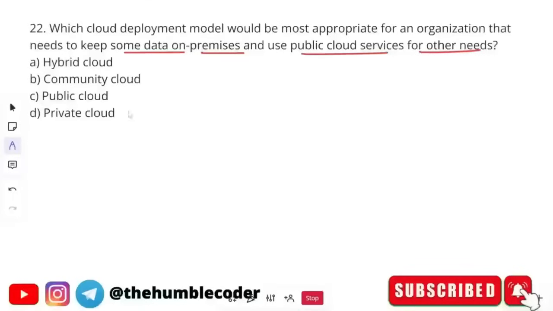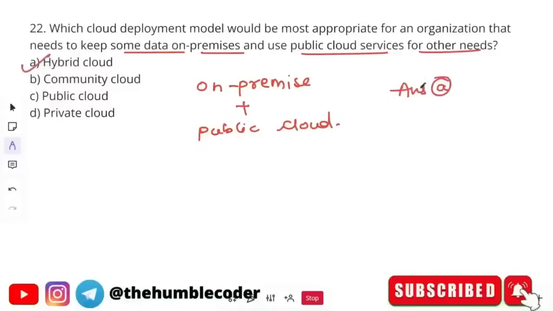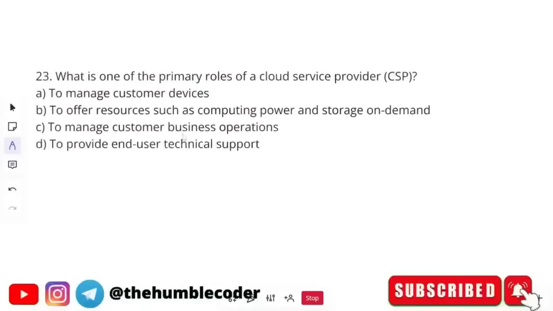So see guys, before looking into the answer of this question, let's try to understand what the question is asking. Which deployment model would be most appropriate for an organization that needs to keep some data on premise? One thing is told: they need to keep data on premise plus use public cloud services for other needs. So they want both things, on premise and public cloud. So when both are needed, we will select option A, which is hybrid cloud. So that's why in this case the correct answer is going to be hybrid cloud. Moving on to the next question now.